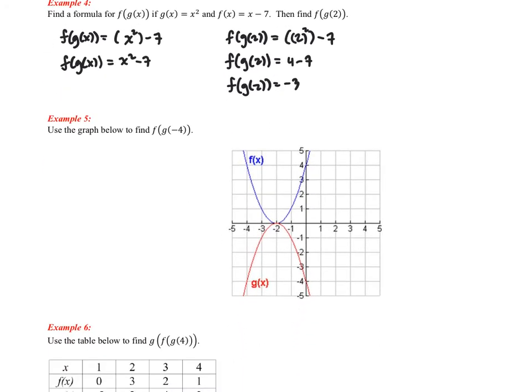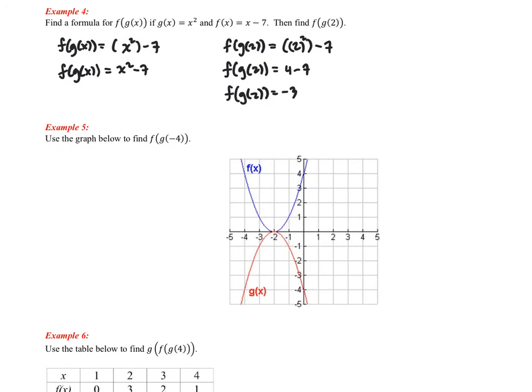Let's look at a graph. So let's use the graph below to find f of g of negative 4. So the first thing that I want to do is find g of negative 4. Well, g of negative 4, it's going to be in red. G of negative 4 appears to be negative 4. Okay, so if g of negative 4 equals negative 4, then f of g of negative 4 is equal to f of negative 4. And f of negative 4, over here, input negative 4, is positive 4. So f of g of negative 4 is equal to positive 4.